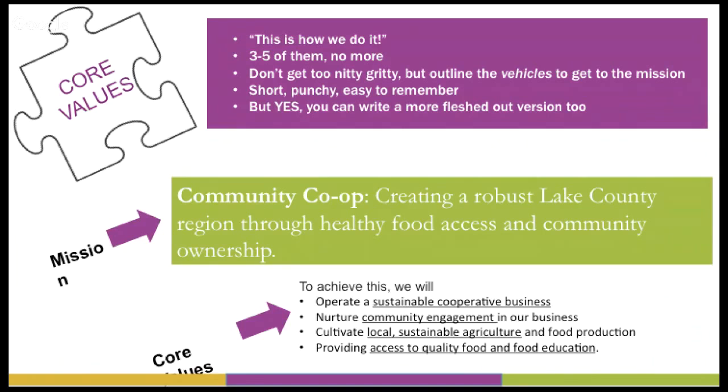So you might not memorize these exact words if this was your co-op, but you could say to people, we want to make a more robust Lake County through healthy food access and community ownership. We're going to do that through sustainable cooperative business, community engagement, local sustainable agriculture, and access to quality food and food education. That stuff, you can remember that, and that's exciting. What are we going to do, and how are we going to do it? Oh, I really like those methods. How exciting. Okay, so we have a what we're going to do for who, and we have how.